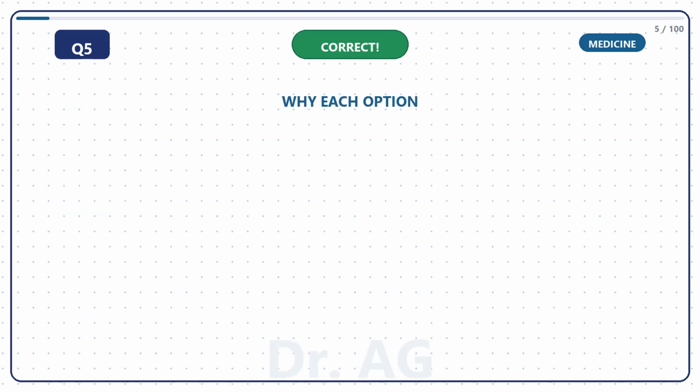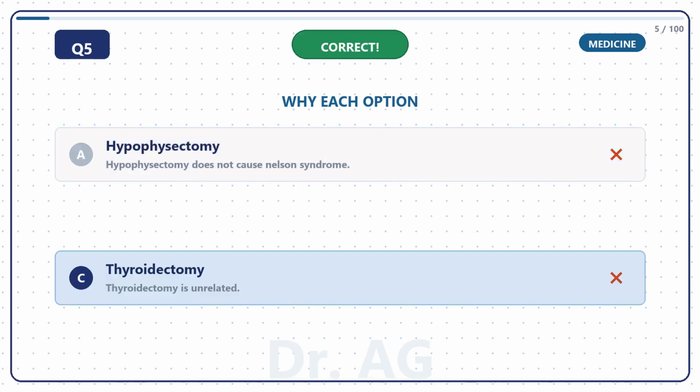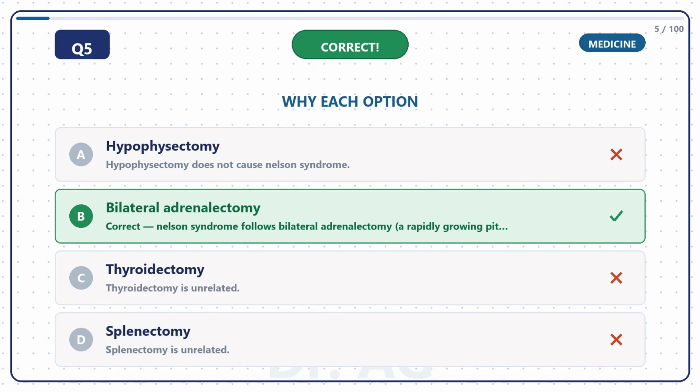Let's go through the options. Hypophysectomy. Hypophysectomy does not cause Nelson syndrome. Thyroidectomy. Thyroidectomy is unrelated. Splenectomy. Splenectomy is unrelated. And the correct answer is bilateral adrenalectomy. Correct. Nelson syndrome follows bilateral adrenalectomy, a rapidly growing pituitary corticotroph tumor. So, the right answer is option B.